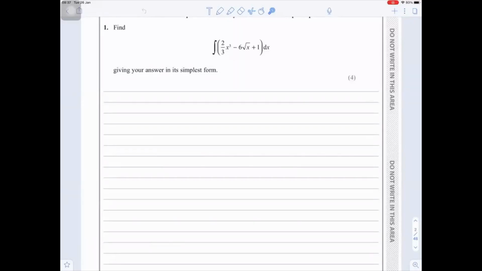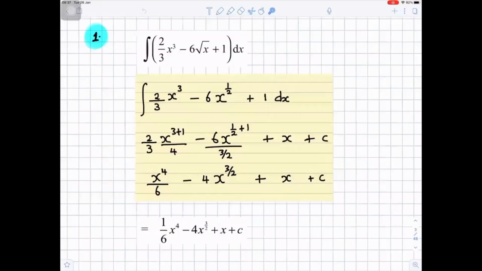Question 1. Find the integral of 2 over 3x cubed minus 6 square root of x plus 1, giving your answer in its simplest form. So to integrate, we would write the integral of 2 over 3 x cubed minus 6 square root of x. We'll write it as x to the power half plus 1 dx.